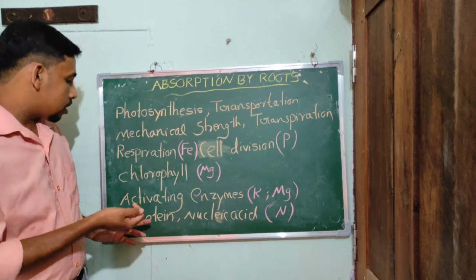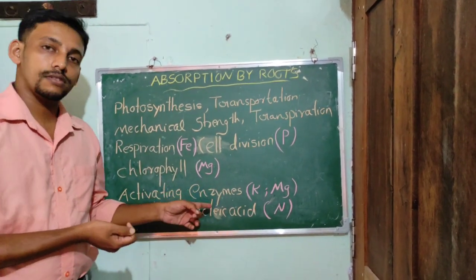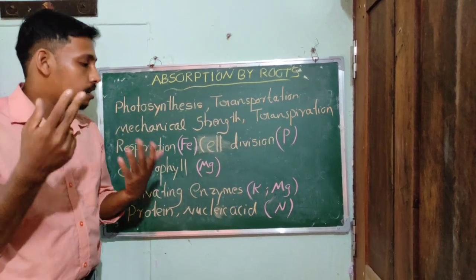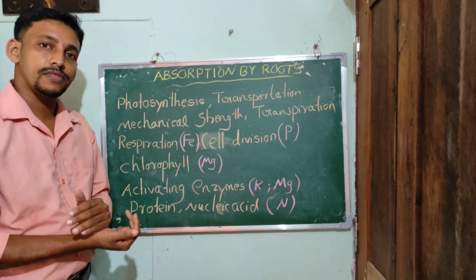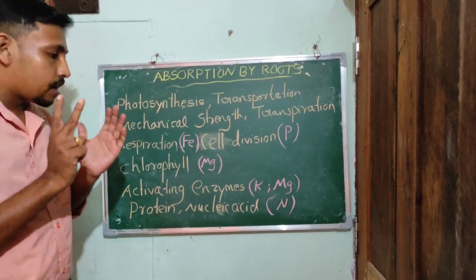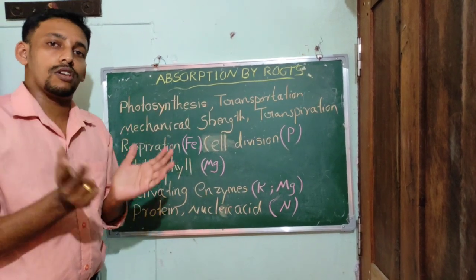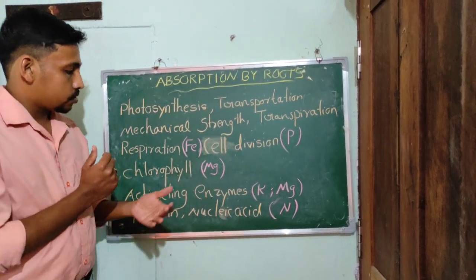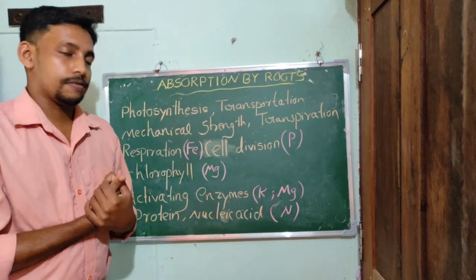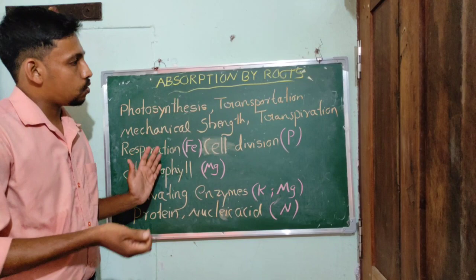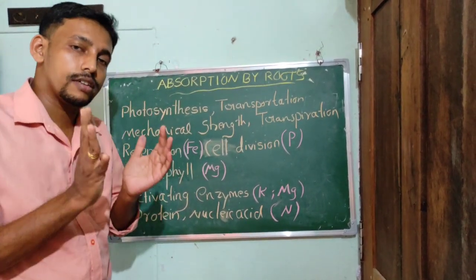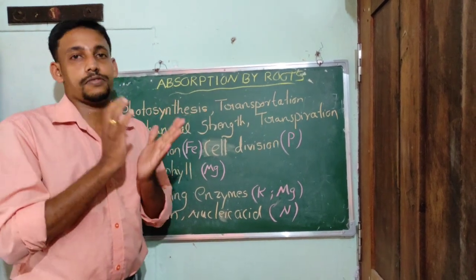Then what? Activating the enzymes. For activating various types of plant enzymes, they need minerals, potassium, magnesium, etc. Then some of these minerals act as the chemical constituent of various molecules, such as proteins and nucleic acids. For that we need nitrogen. So for all these various activities, the plant body needs minerals and water.